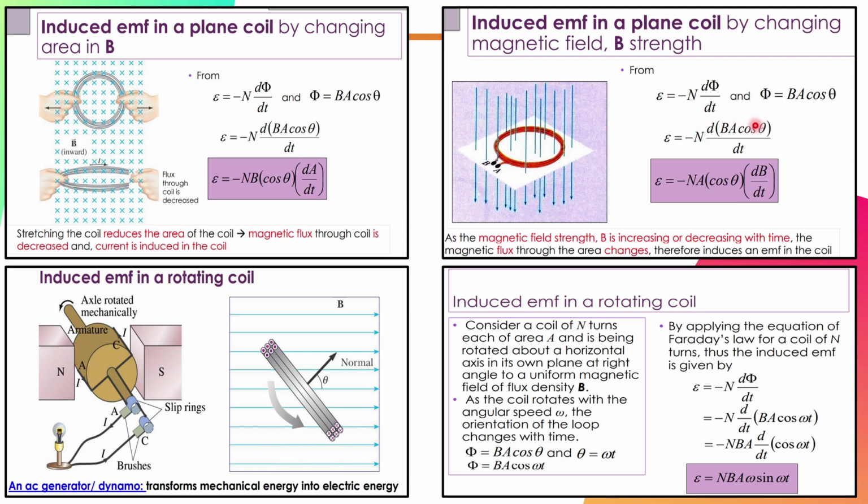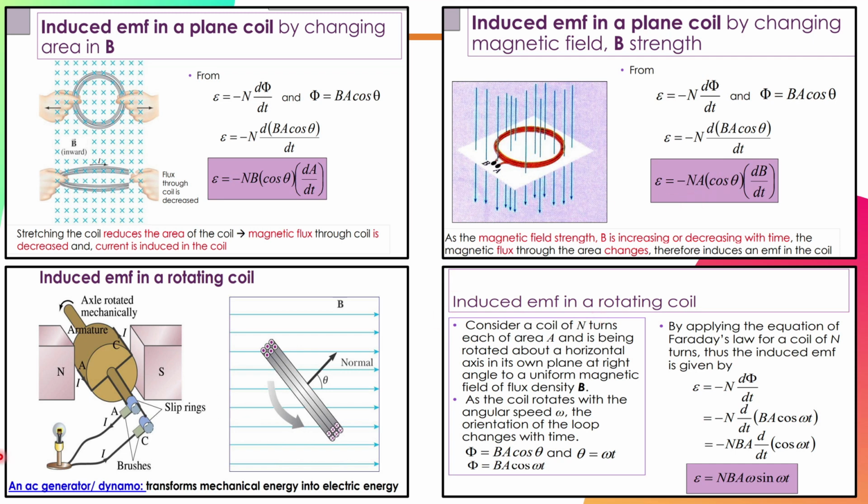Bawa A pergi depan sebab A constant. In this case sekarang A tidak berubah, A constant, cos theta, the angle pun constant, the angle between B and A also constant. Sekarang apa yang berubah? B yang berubah. B is changing, dB over dt. So this is the rate of change of magnetic field. As the magnetic field strength B is increasing or decreasing with time, the magnetic flux through the area also changes. Therefore, induced EMF in the coil will be produced. Boleh? So this is the equation.